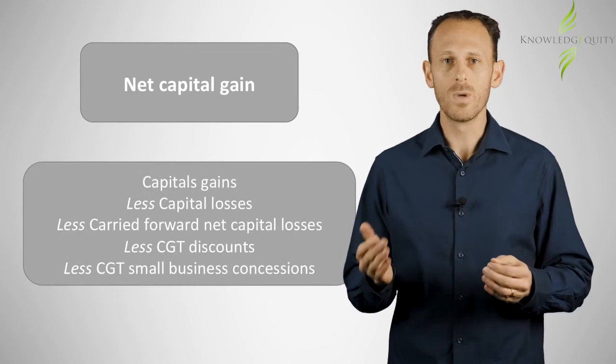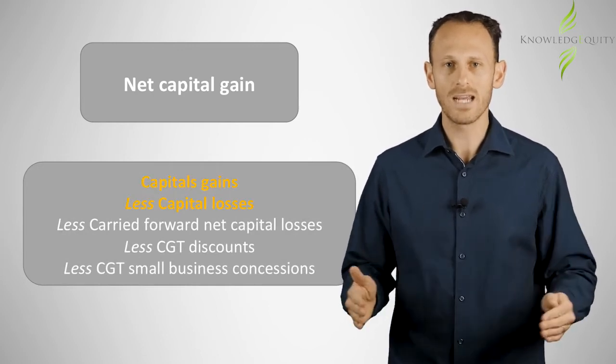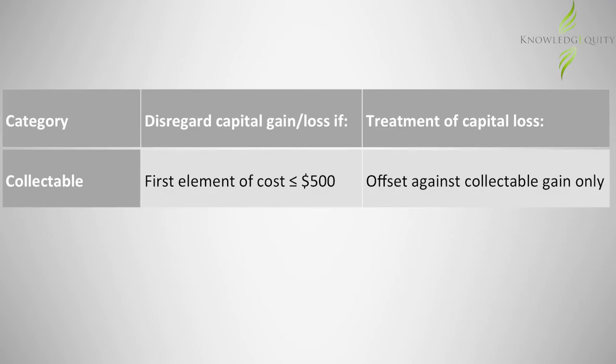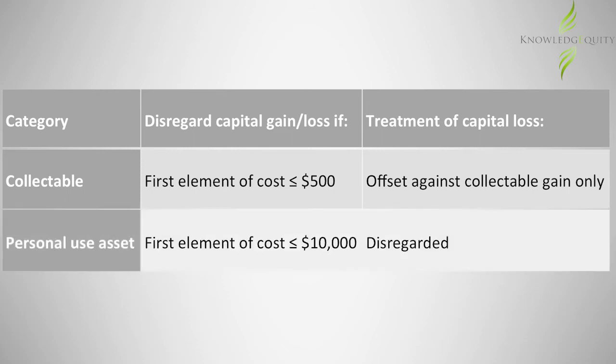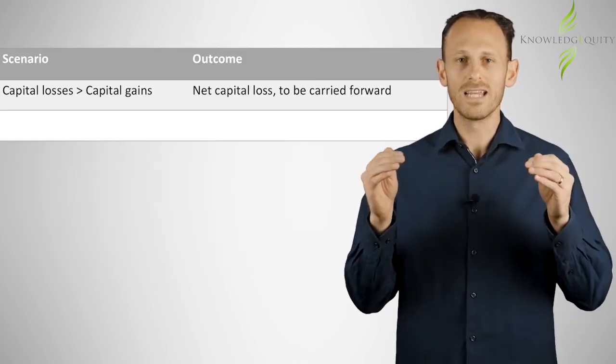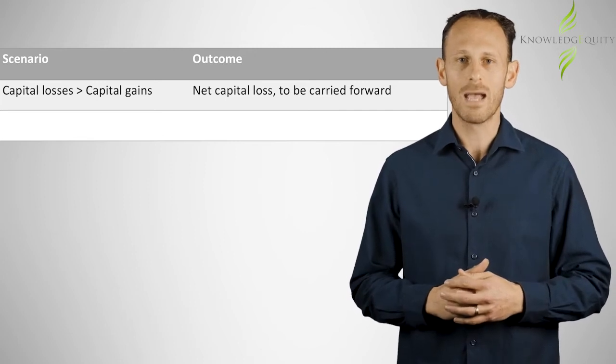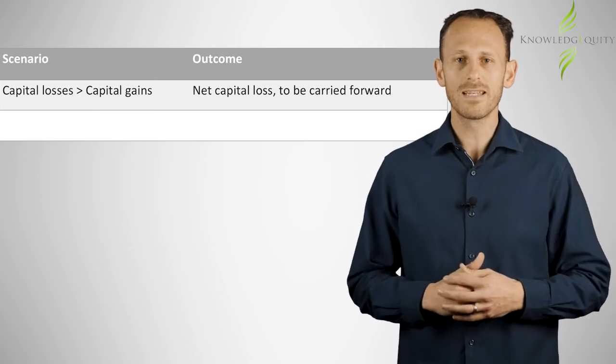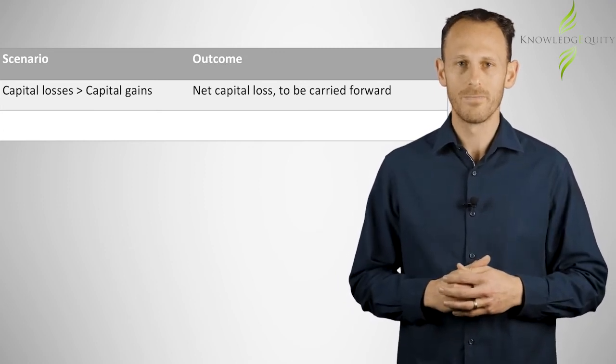The final step is to determine the net capital gain or loss for the year. Here, we calculate our capital gains and subtract any capital losses. Note that losses on collectibles can only be applied against gains on collectibles, and losses on personal use assets are completely disregarded. If capital losses are greater than capital gains, then a net capital loss arises, which can generally be carried forward to offset capital gains in future years.